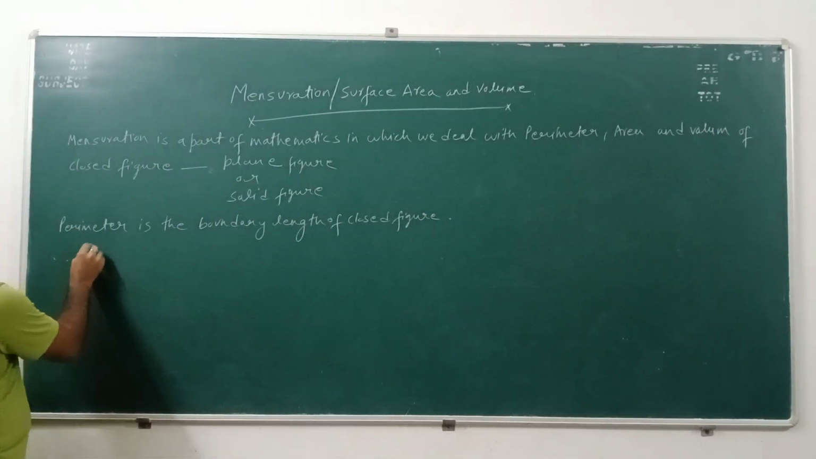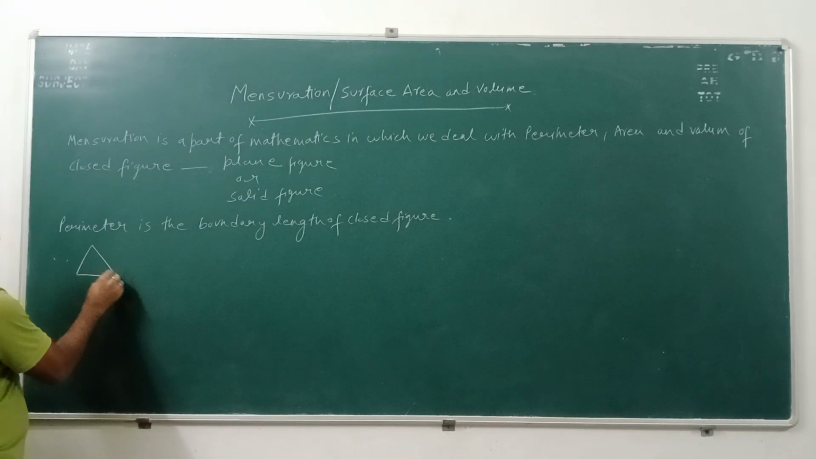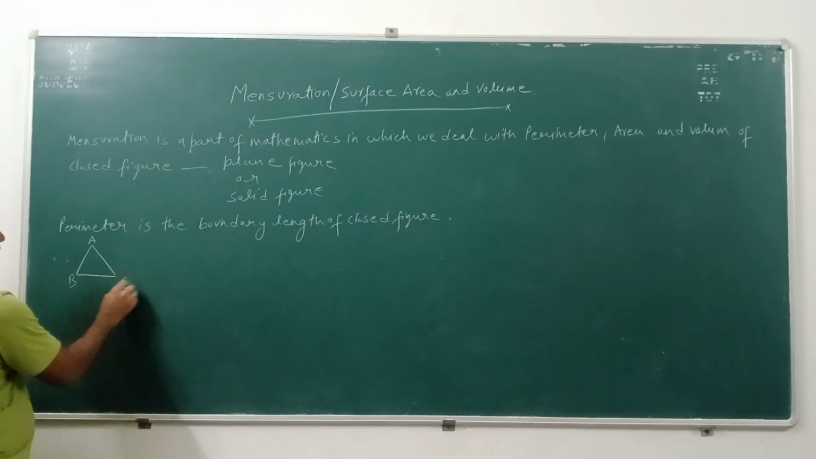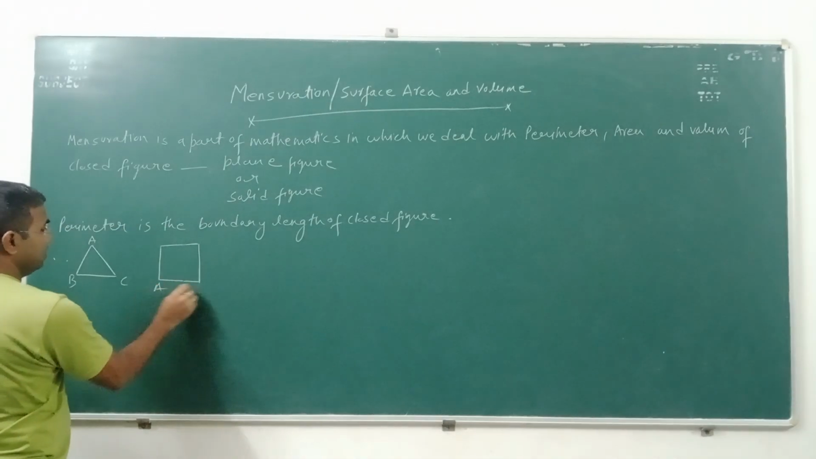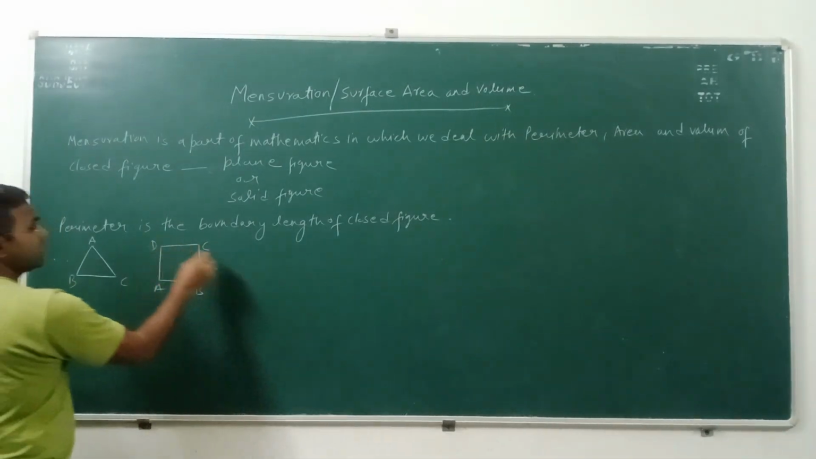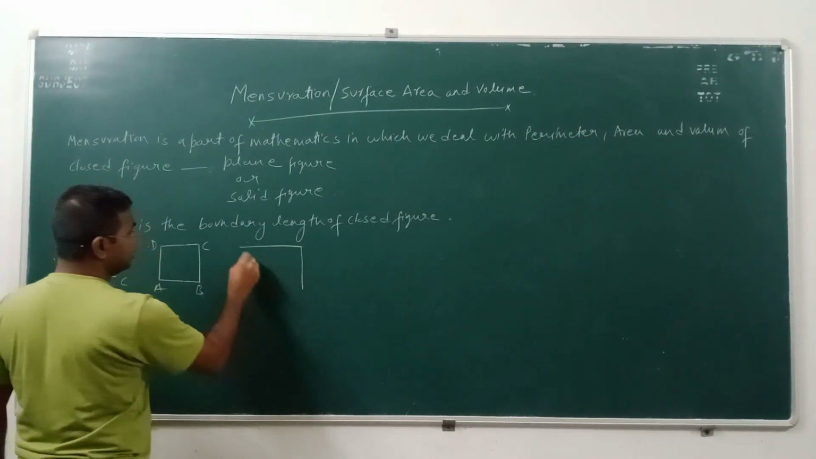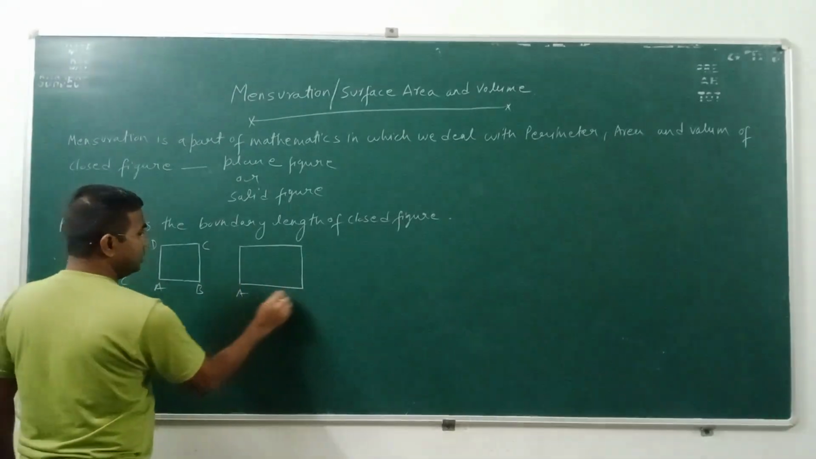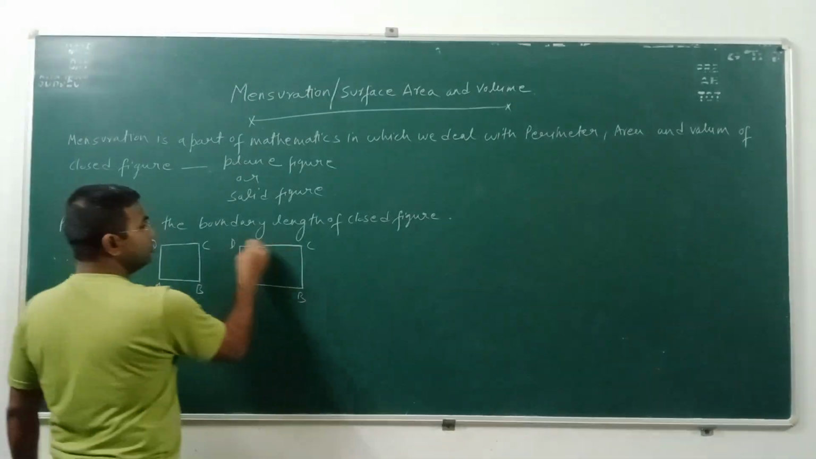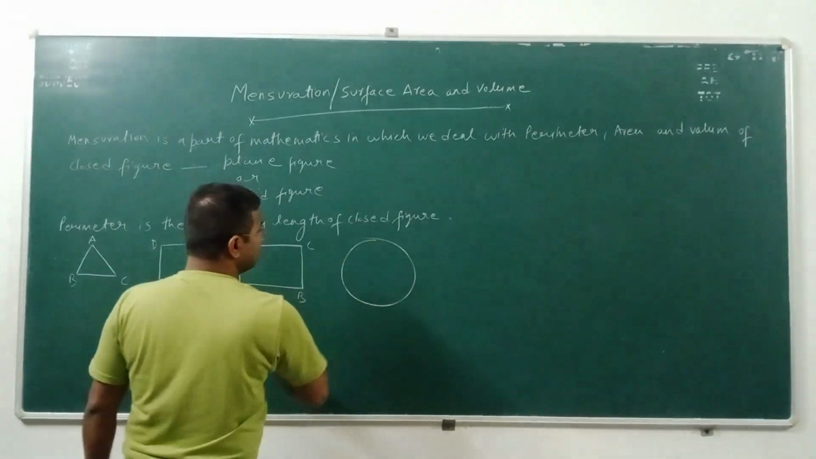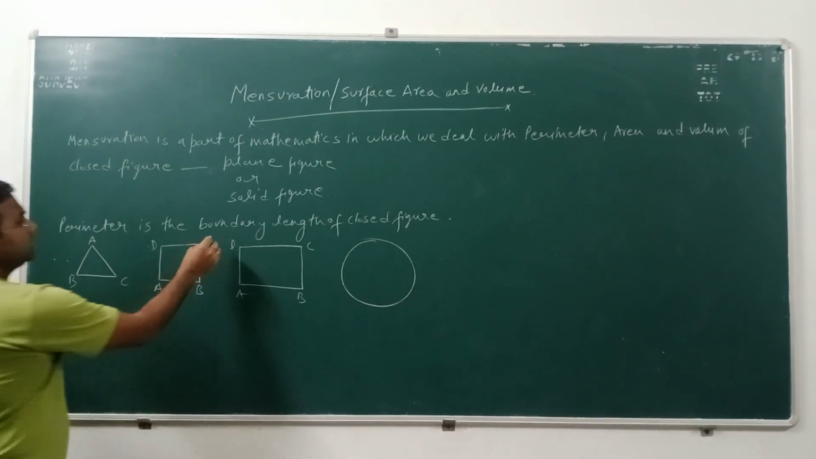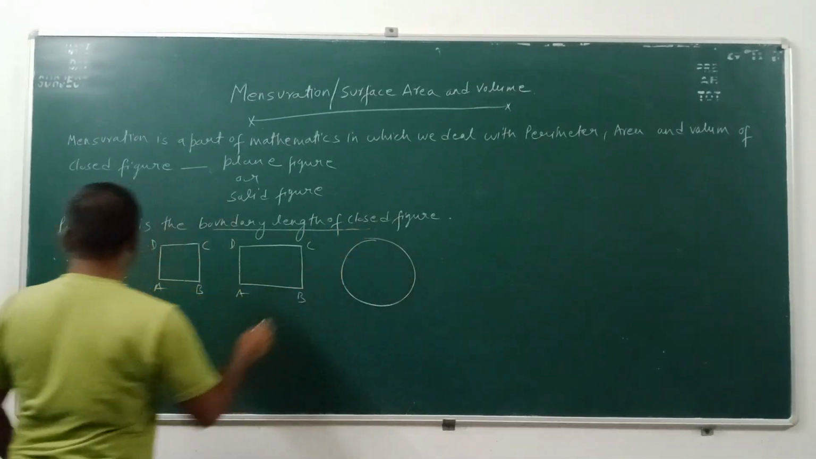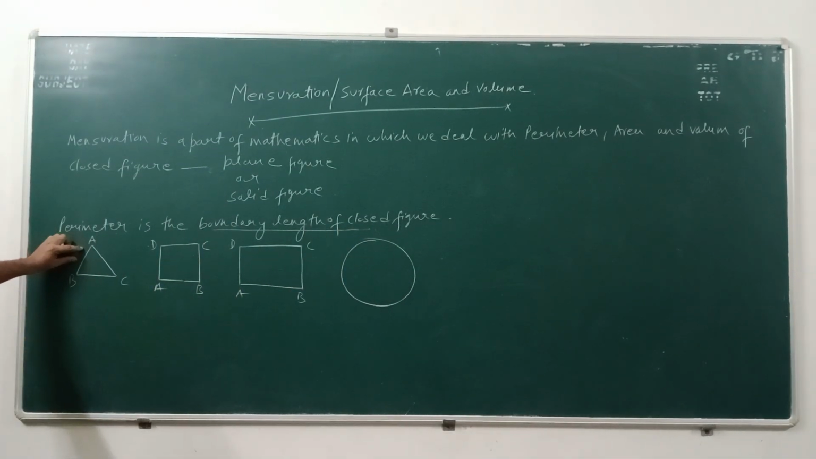Suppose I have made a triangle ABC. Suppose I have made a square ABCD. Suppose a rectangle is there, ABCD. Suppose a circle is there. Then here perimeter, what is it saying? Here, boundary length of closed figure. So see here, these are the boundaries: AB, BC and AC are the boundaries.